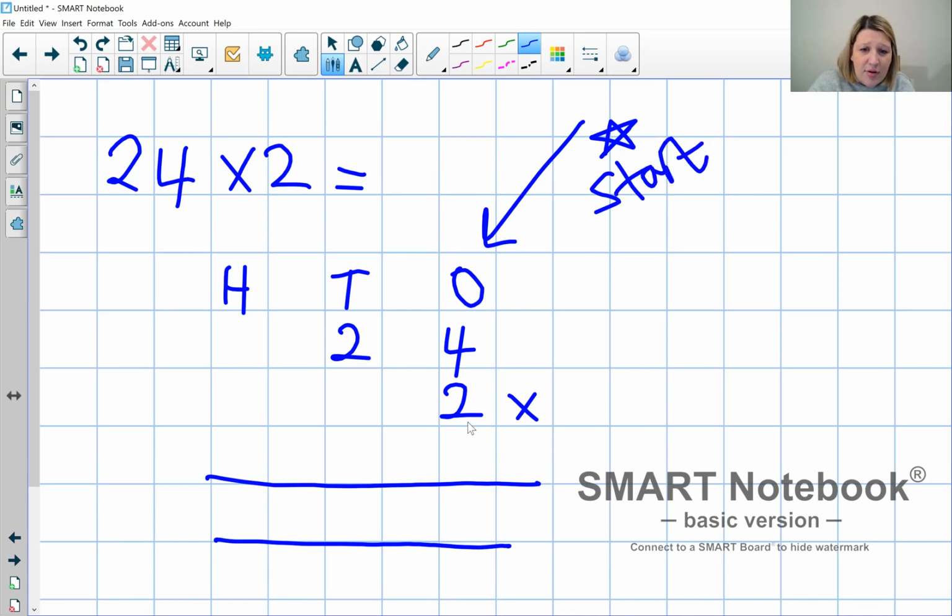So I'm going to start by multiplying my 2 by my 4. So I know 2 lots of 4 is 8. Then I do the 2 and I do it with any other numbers that I've got on that top row. So I'm going to do 2 multiplied by 20. So 2 lots of 20 is 40, and I show 40 with 4 lots of 10. So I'm going to put a 4 in the tens column here. So 24 times 2 is 48.